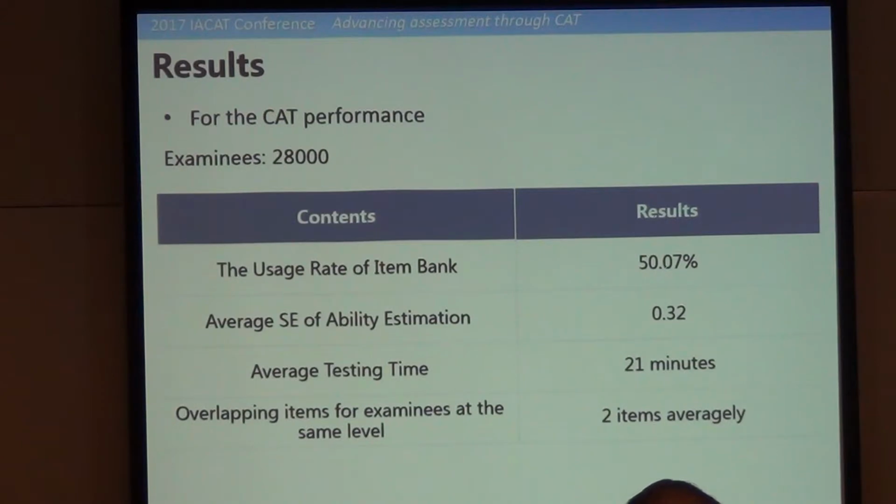Firstly, we examined the usage rate of the item bank. We found the usage rate of the item bank is about 50%. Secondly, we examined the average SE of ability estimation, which is about 0.32. Thirdly, we examined the average testing time for each candidate, which is about 21 minutes. Last, we examined overlapping items for candidates at the same level, which is about 2 items every day. This is the CAT performance of this product.